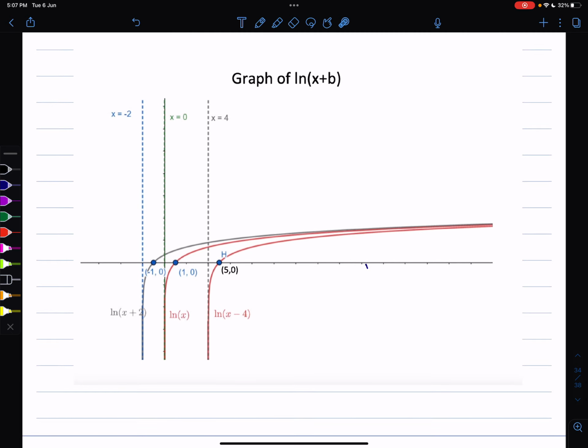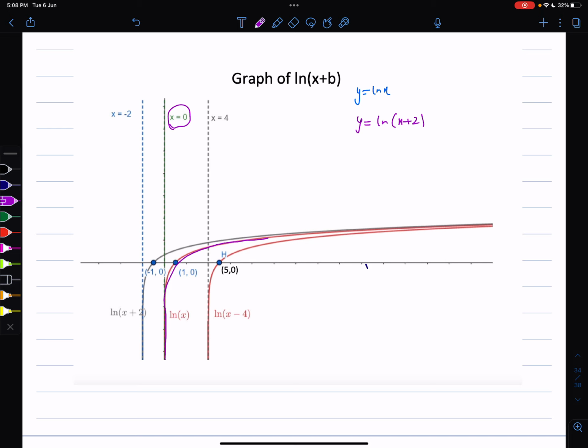Let's now discuss the graph of the form ln(x plus b). Now this plus b is responsible for horizontal translation. For example, we have the y equals ln x graph. For the ln x graph, we know that the y-axis, having the equation x equals 0, acts as a line of asymptote, and this is basically the graph of ln x. Now if the equation is y equals ln(x plus 2), how will the sketch be different?